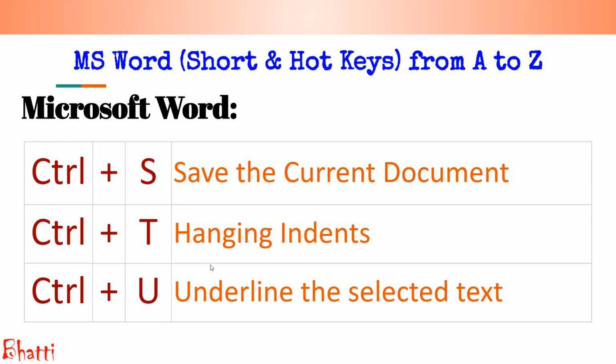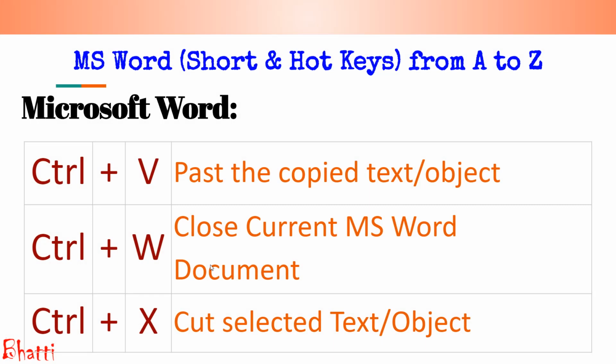Control T is used to make hanging indents. We will see it after repeating all the commands, in the practice time, so don't be bored; just try to understand what these commands are and why we are using them. One by one we will see in Microsoft Word how we implement these commands. Control U, underline the text. Control V, paste the text or object that we copied using Control C.